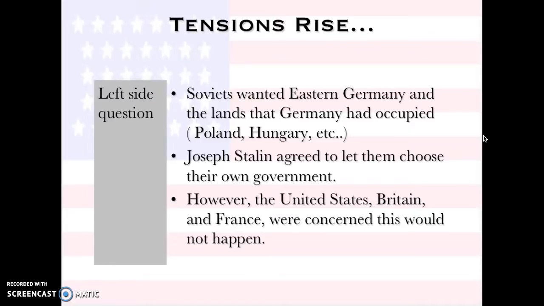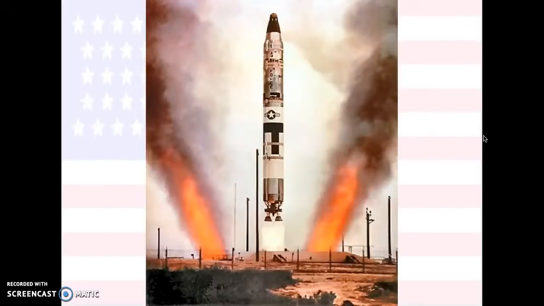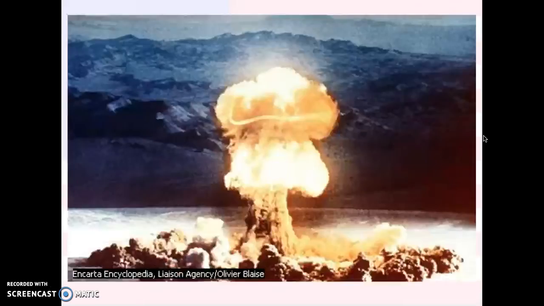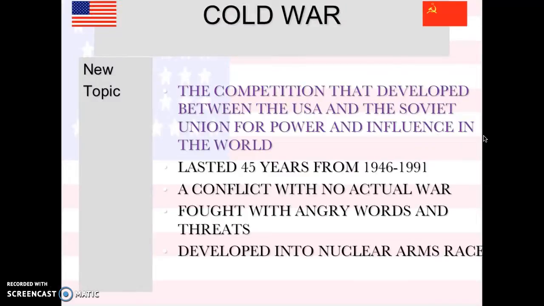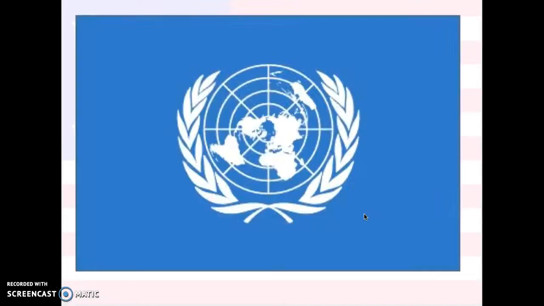However, the U.S., Britain, and France are concerned that would not happen. All right, which is going to lead us into what we know as the Cold War, 1945 to 1991. The Cold War is a competition that developed between the USA and the Soviet Union for power and influence in the world. It lasted 45 years. And there was no actual war. It's just fought with angry words and threats. And this develops into what we call a nuclear arms race.